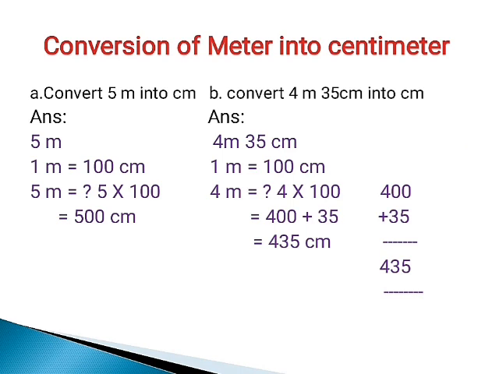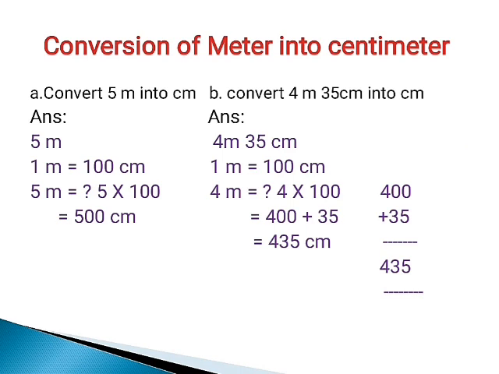Whenever given the sum, you should write the sum as such. So first step, write the sum, 5 meter. Second step, write the formula: 1 meter is equal to 100 centimeter. Third step, you should substitute. So 5 meter is equal to question mark. Next we should do the cross multiplication. So 5 into 100, 500. So the answer is 500 centimeter.